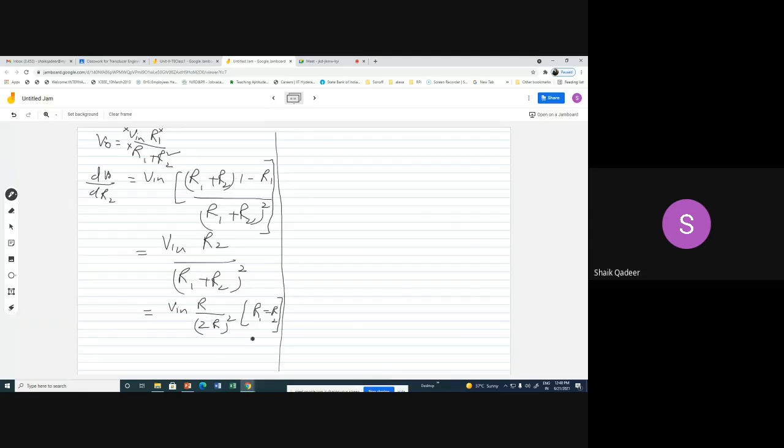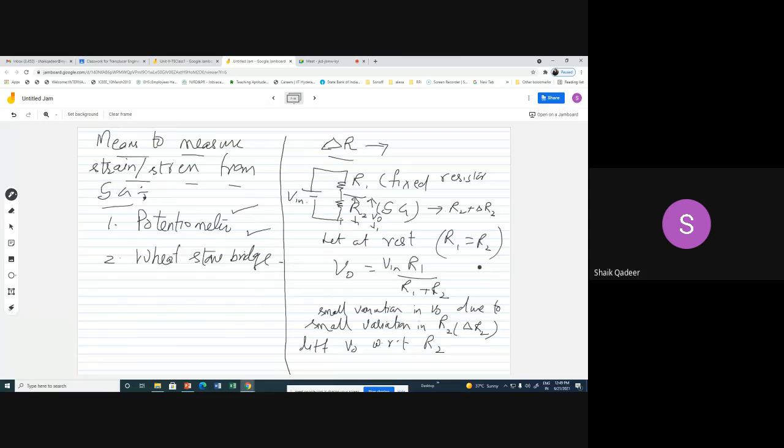Remember, we are considering R1 is equal to R2. Just now I told you, for simplicity, I am assuming R1 value equal to R2 value. That is, at rest R1 and R2, and suppose the strain gauge you buy is 100 ohms. So at rest R1 and R2 are same.